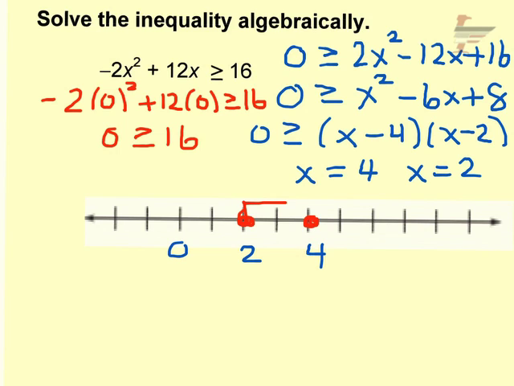So it has to be greater than or equal to 2 and less than or equal to 4. If you're unsure, test more points. Try testing 5. Put 5 in here, and it should make a false statement. So then it's everything less than 4, but greater than or equal to 2.